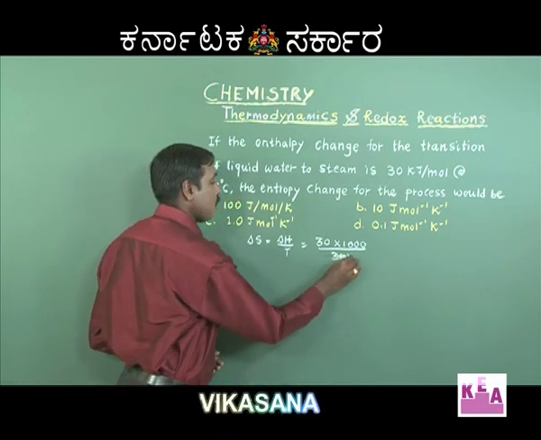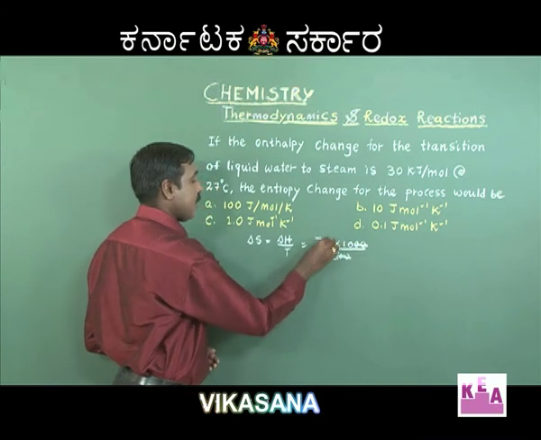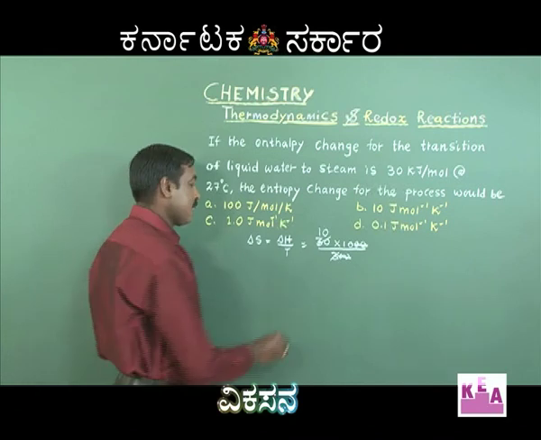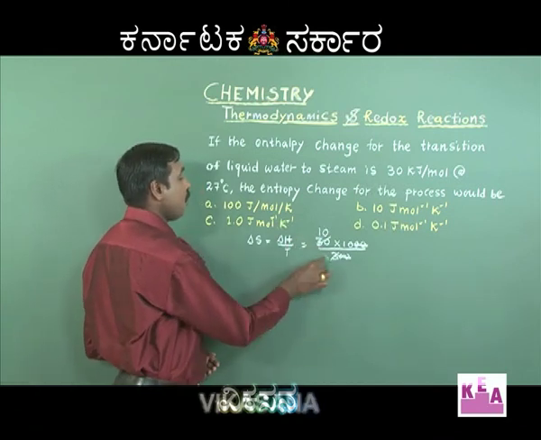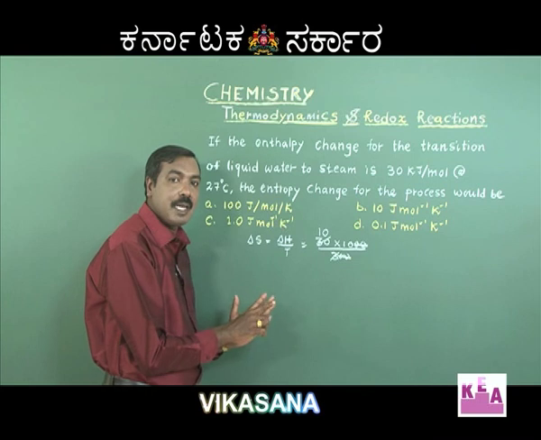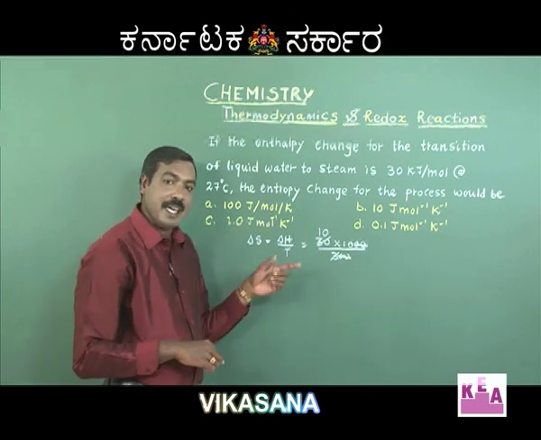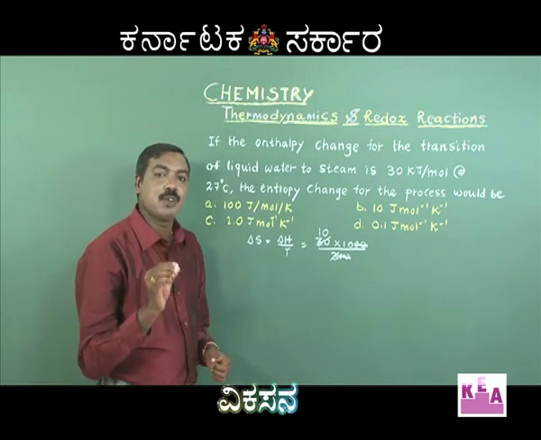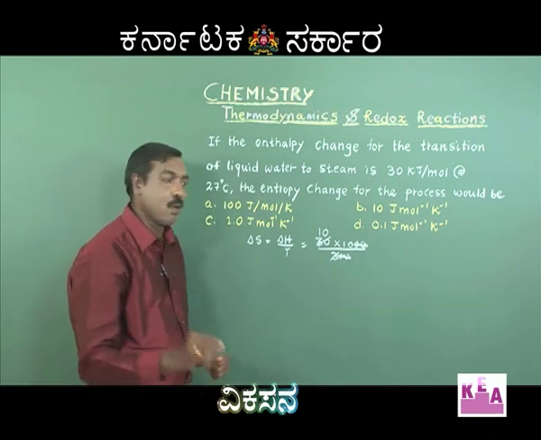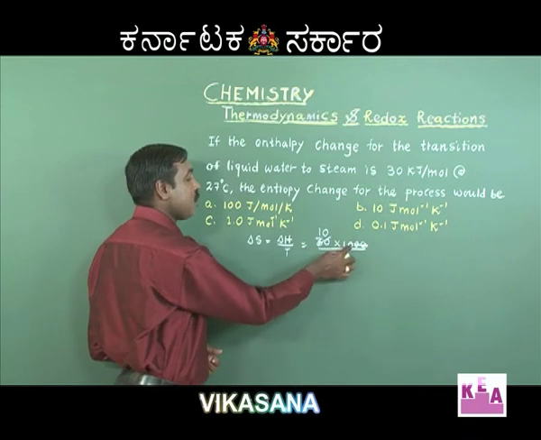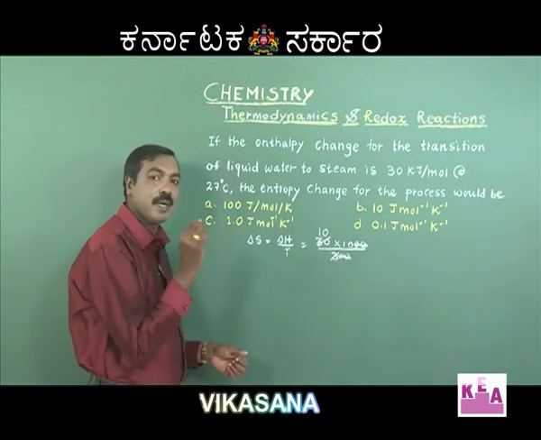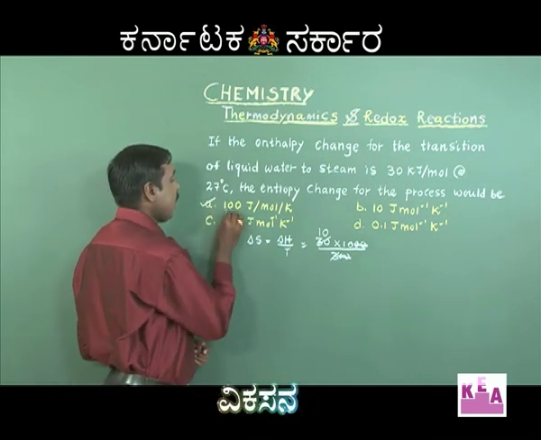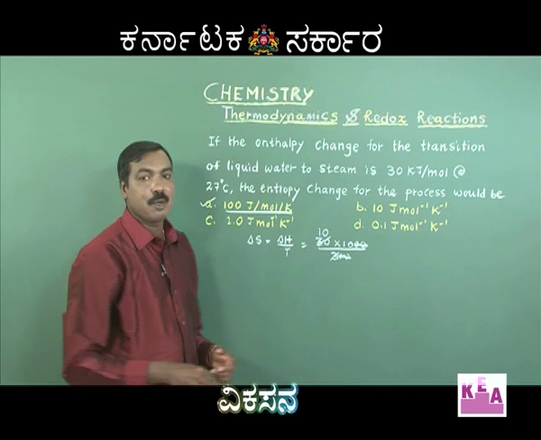Therefore, 2 zeros are taken care of, 3 ones are 3, tens are. Therefore, 10 into 10, the answer is 100 joule per Kelvin per mole, as I had explained to you in the previous question, that the unit of entropy is joule per Kelvin per mole. The answer is 100 joule per Kelvin per mole, and the right answer is option A, 100 joule per Kelvin per mole.